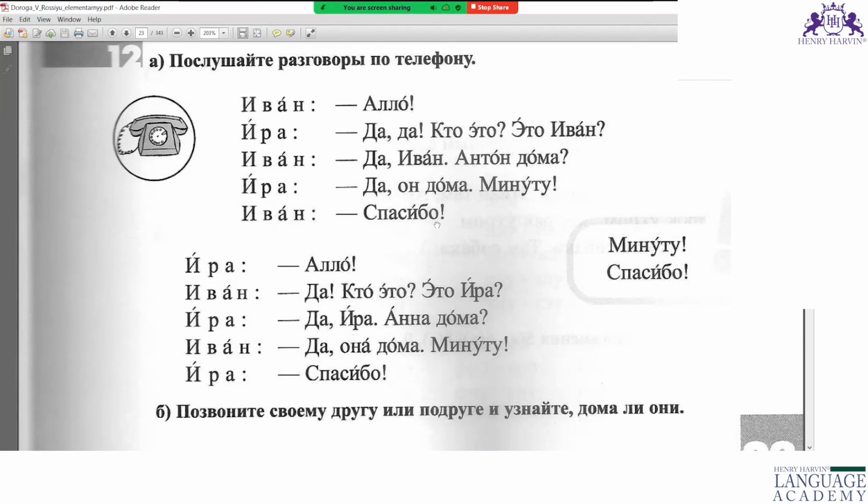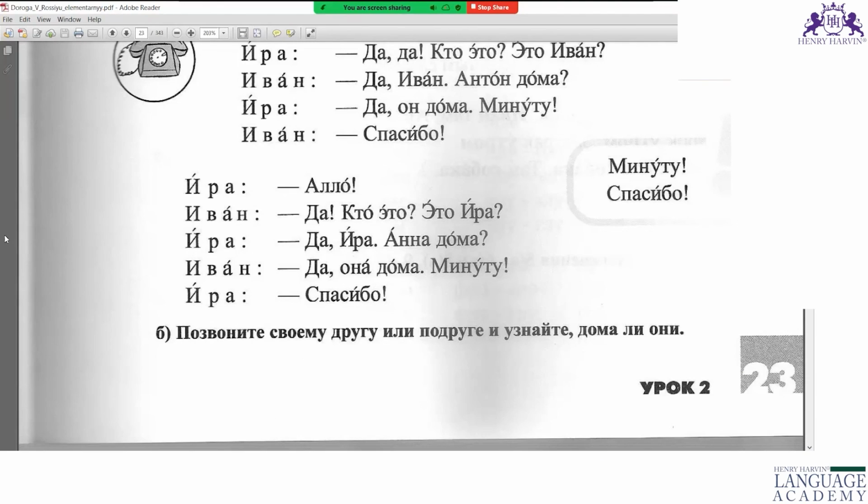Спасибо. Thank you. So we already listened to this dialogue last time. Минуту is 1 minute, or wait a minute. Спасибо is thank you. Vishal, now you will be Ivan, but Padmapriya, you are still Ira.